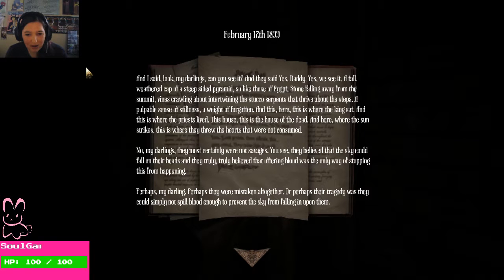And this is where the king sat, and this is where the priests live. This is the house of the dead. And here, where the sun strikes, this is where they threw the hearts that were not consumed. No, my darlings, they most certainly were not savages. You see, they believed that the sky could fall on their heads, and they truly believed that offering blood was the only way of stopping this from happening. Perhaps they were mistaken altogether, or perhaps their tragedy was they could simply not spill blood enough to prevent the sky from falling in upon them.